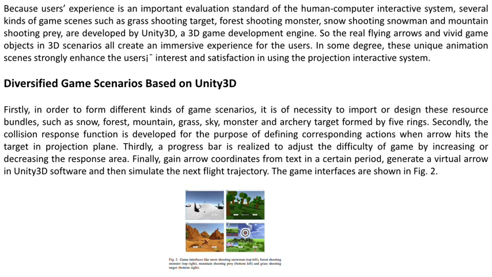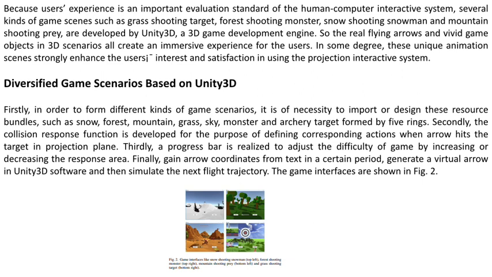Secondly, the collision response function is developed for the purpose of defining corresponding actions when the arrow hits the target in the projection plane. Thirdly, a progress bar is realized to adjust the difficulty of the game by increasing or decreasing the response area. Finally, arrow coordinates are gained from text in a certain period, a virtual arrow is generated in the Unity 3D software, and then the next flight trajectory is simulated. The game interfaces are given in the figure.